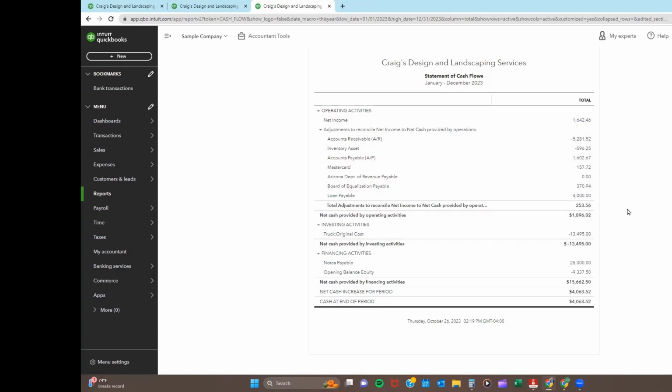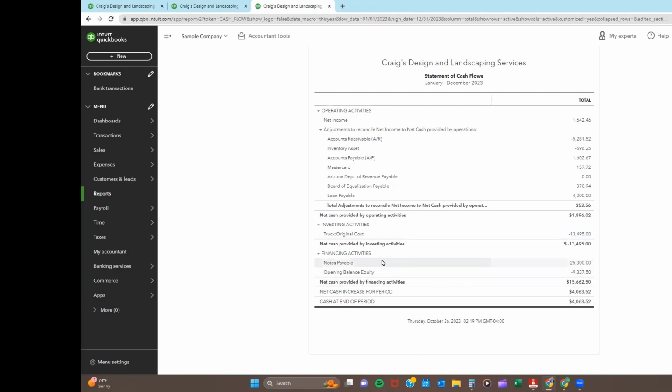Okay, then we have our investing activities. That's basically investing in assets and equipment that's going to generate revenue. So we know that he bought this truck. The truck is an asset. Our asset went up, which means our cash went down. That's our negative right here.